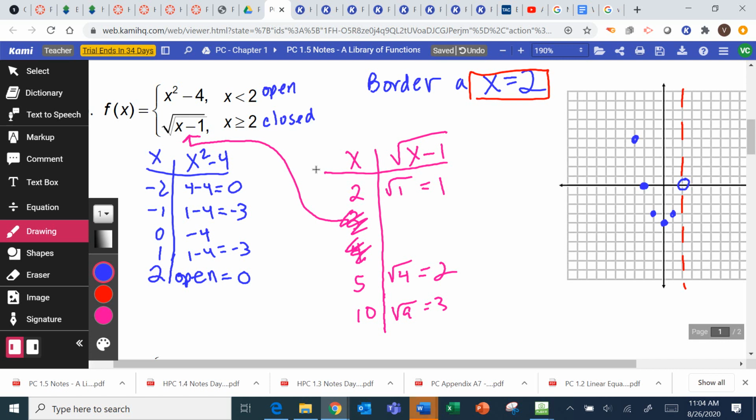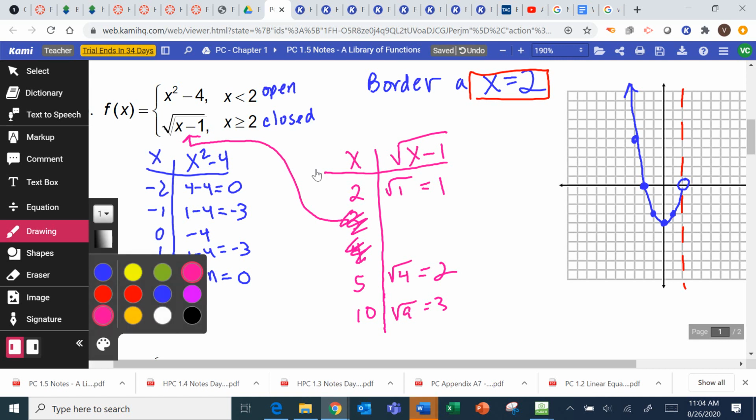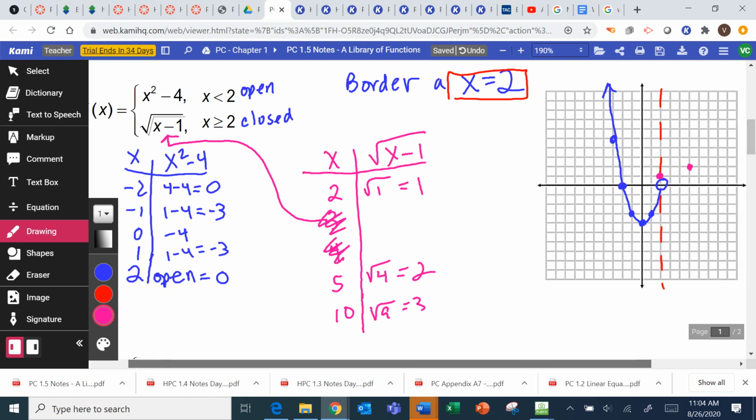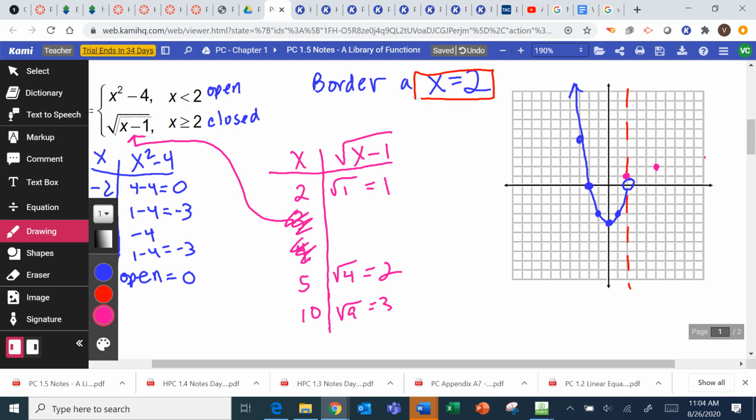Okay. And then I'm only going to graph it on the left side of my borderline. And you do your best to make a beautiful parabola. On the right side, we can use a closed dot. 2, 1, 5, 2, 10, 3, and we have our piecewise.